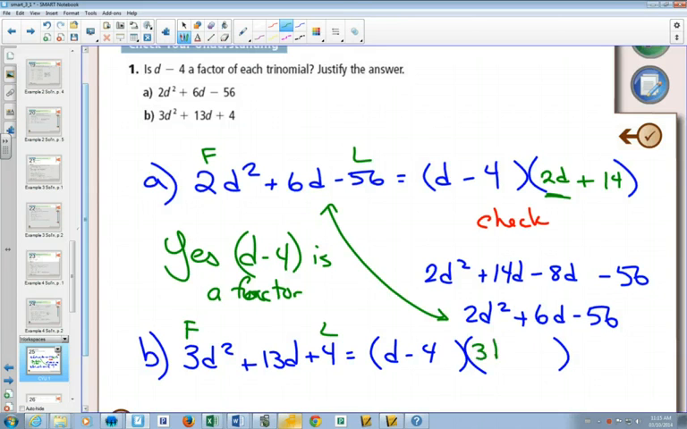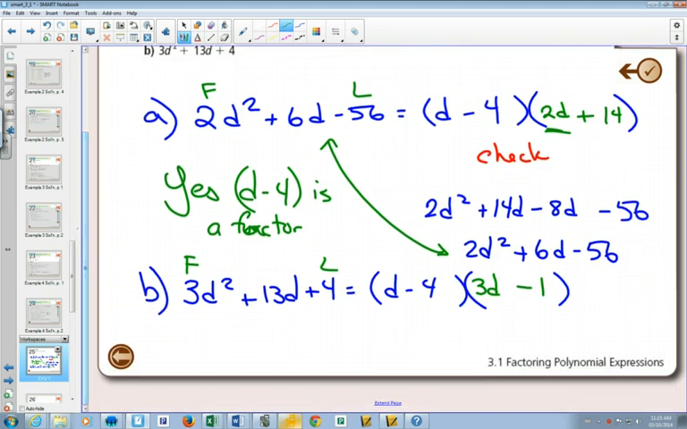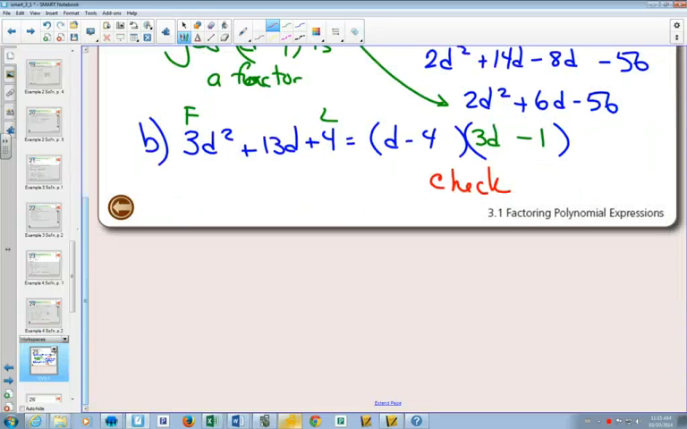Has to be 3d and negative 1. So if my first ones are multiplied together, I'd get 3d squared. If my last ones are multiplied together, I'd get plus 4. If I check this and multiply it through, well, I know that I'm going to get 3d squared, because that's what I planned for my first ones. And my last ones, I know that I'm going to get a plus 4.